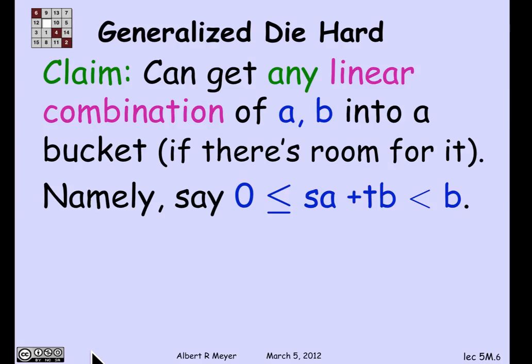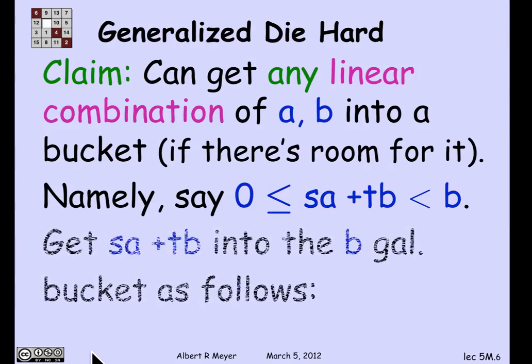So suppose that I have a linear combination of A and B, SA plus TB, that will fit in bucket B, meaning it's greater than or equal to 0 and it's less than B. So it's a number of gallons that could fit into bucket B. How do I get that amount into bucket B? And here's how.